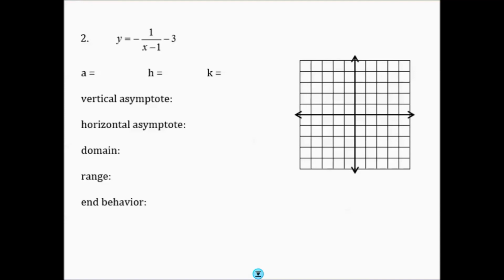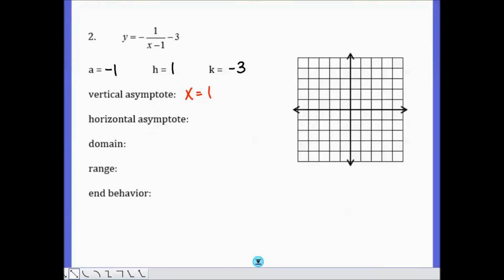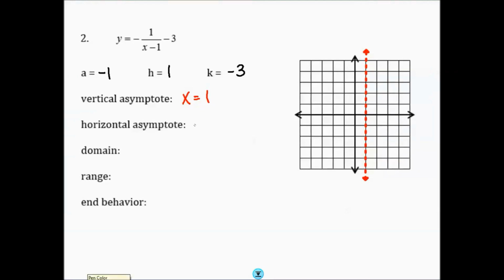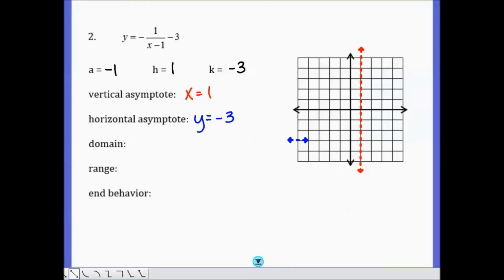Let's look at another example. Here we have y equals negative 1 over x minus 1, minus 3. Since we have a negative out front, our a is going to be negative 1, our h is 1, and our k is negative 3. So we said that our vertical asymptote is always x equals h. We can graph that. Our horizontal asymptote is always y equals k. And we can graph that.